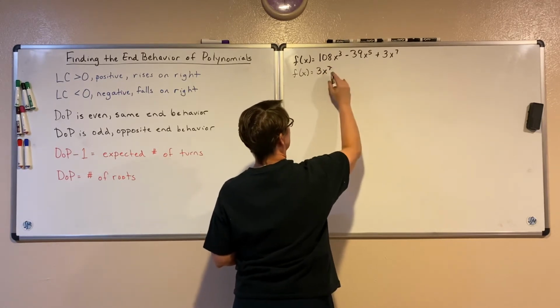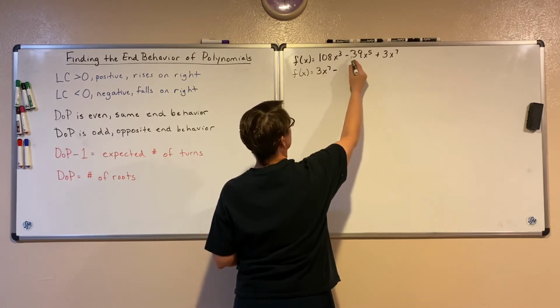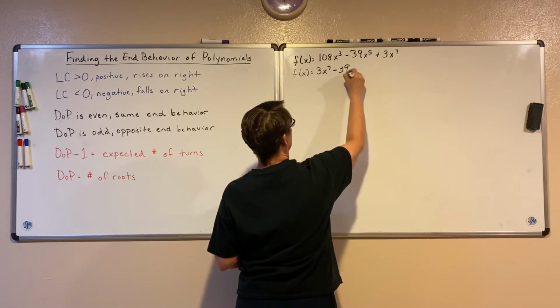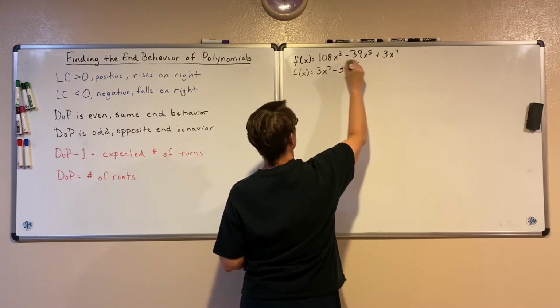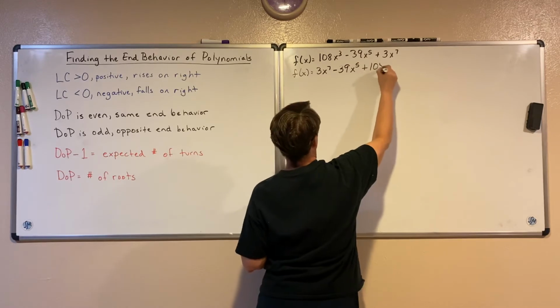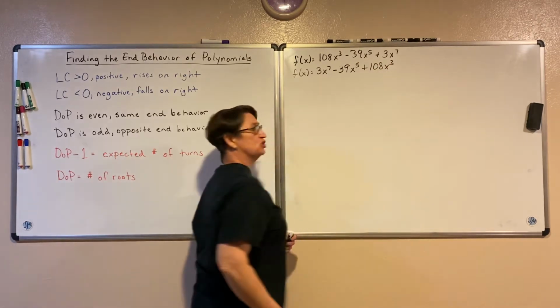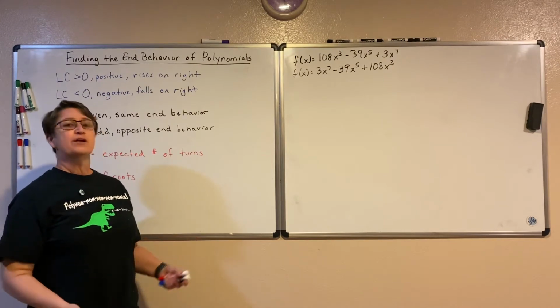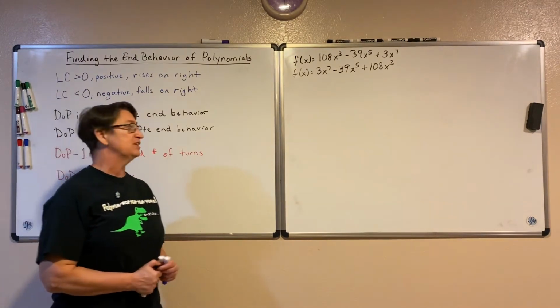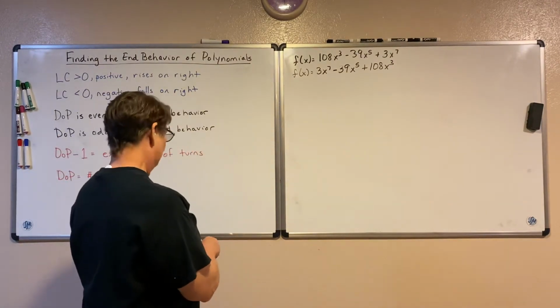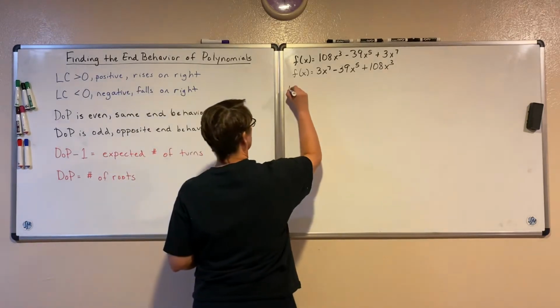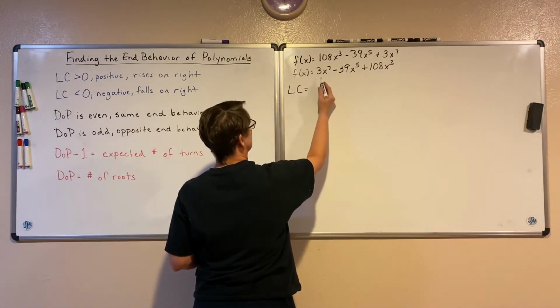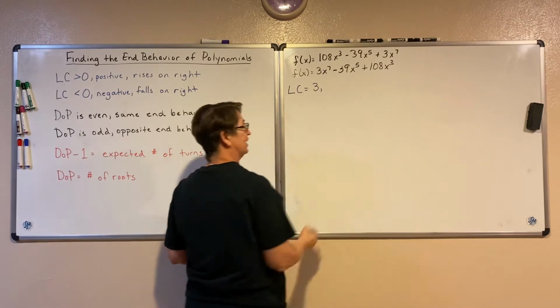So the 7 is the largest one. It's a negative 39x to the 5th. And then my smallest degree is that 108x cubed. That's the one with the smallest exponent on it. Now that I have it in descending order, I can notice each part. The first thing I'm going to look for is that leading coefficient. The leading coefficient is 3.